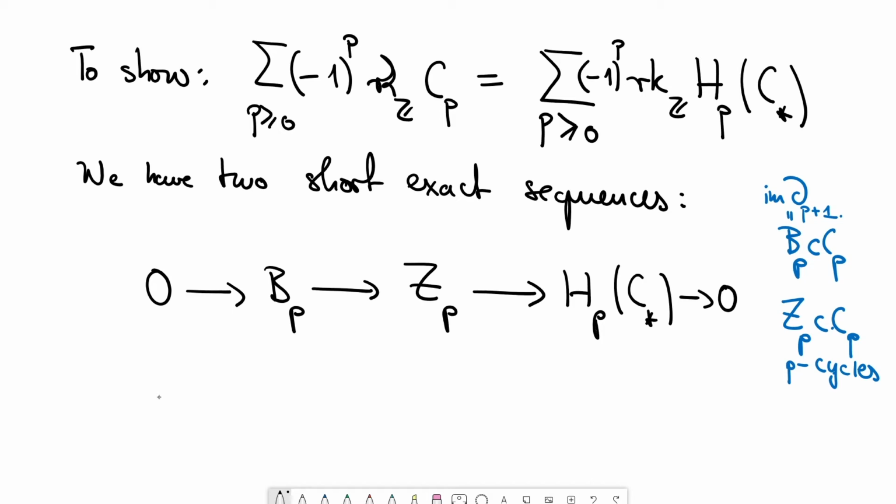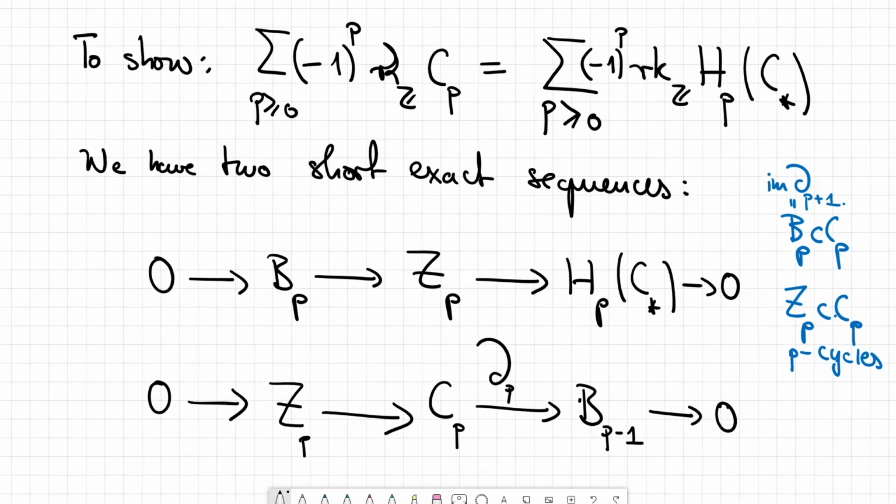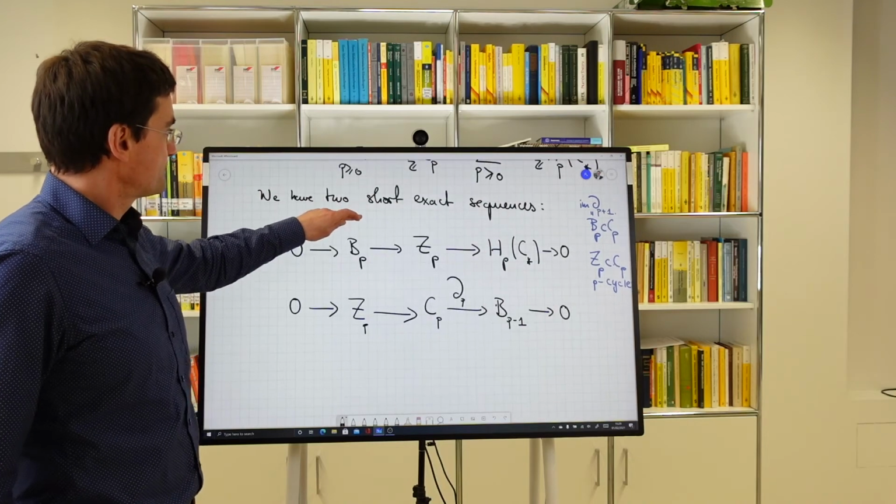And the second short exact sequence, or type of short exact sequence, is the fact that, what I just said here, that the cycles are the kernel of the differential. So here I want to consider the differential. So that would be the differential in C star, so in the cellular chain complex. The image is BP minus 1. And the kernel of the differential consists of the cycles. So that's the second type of short exact sequence. All right.